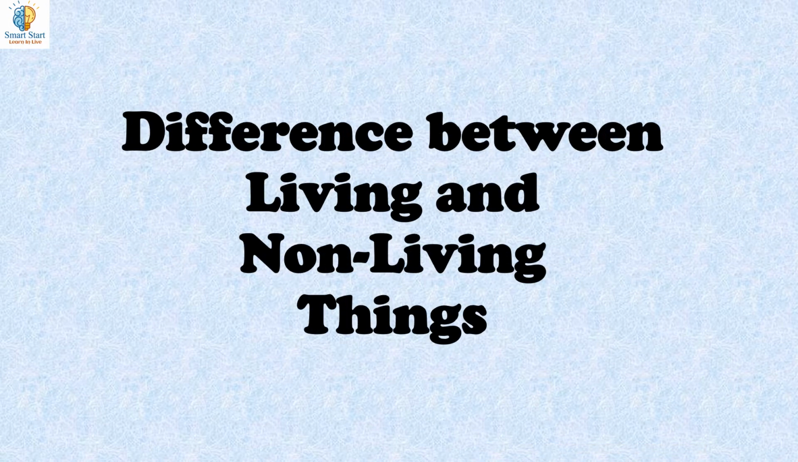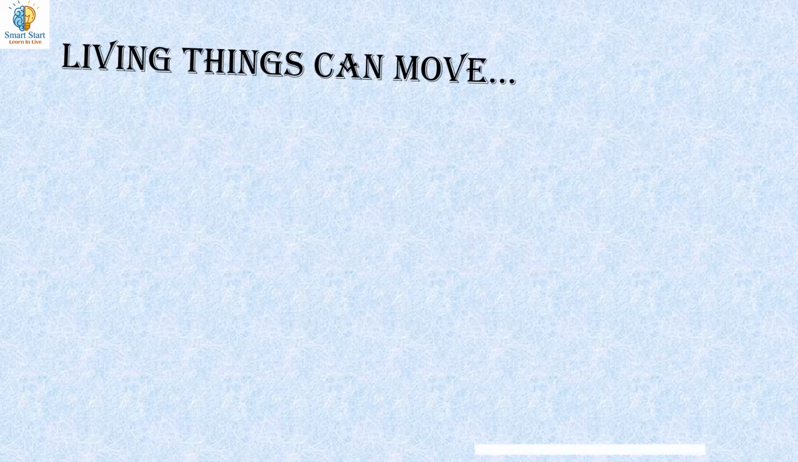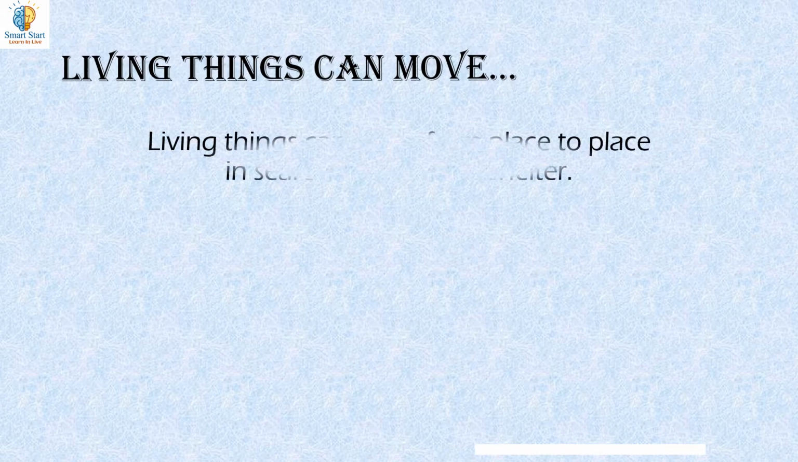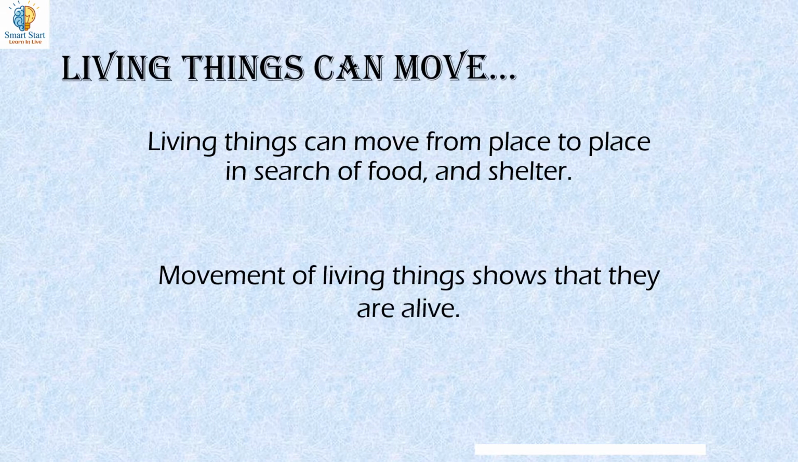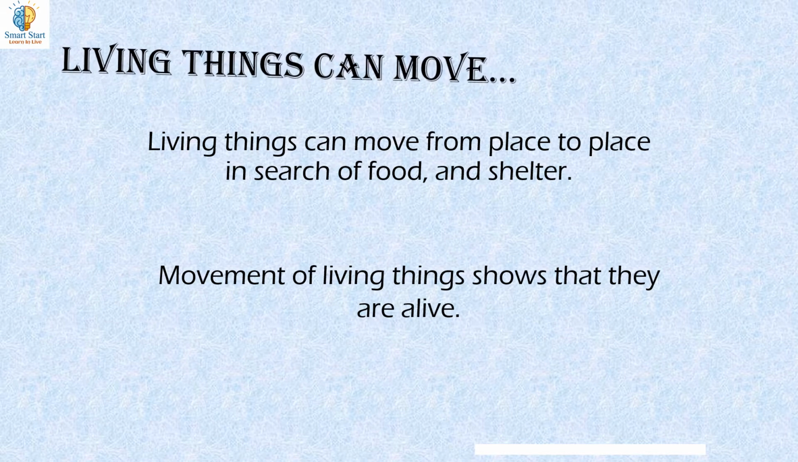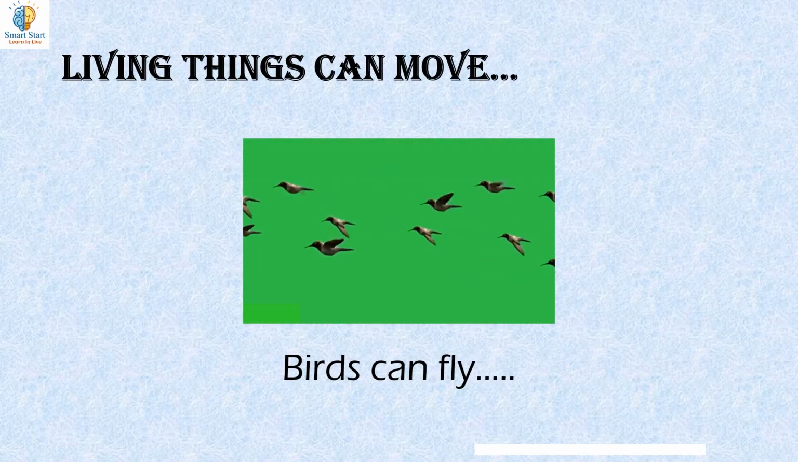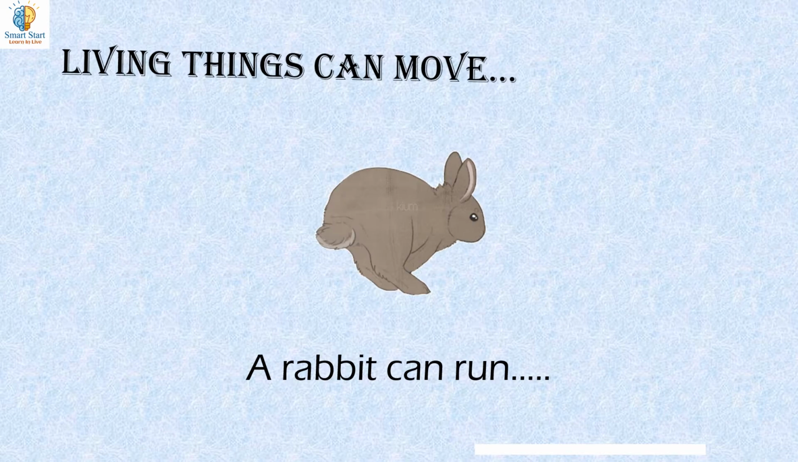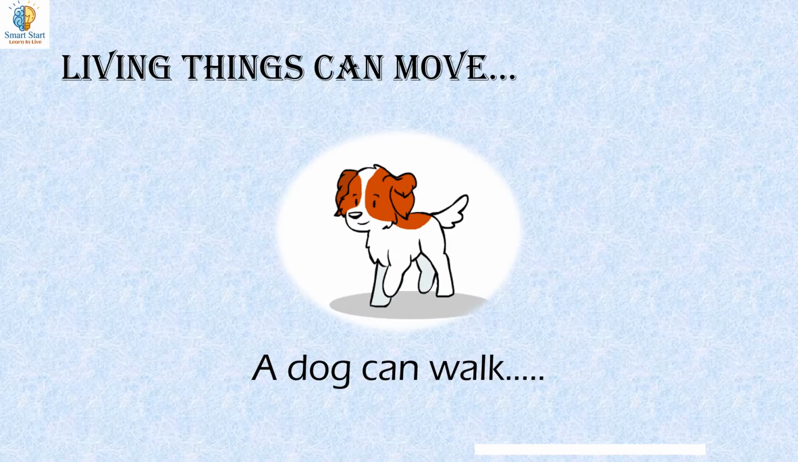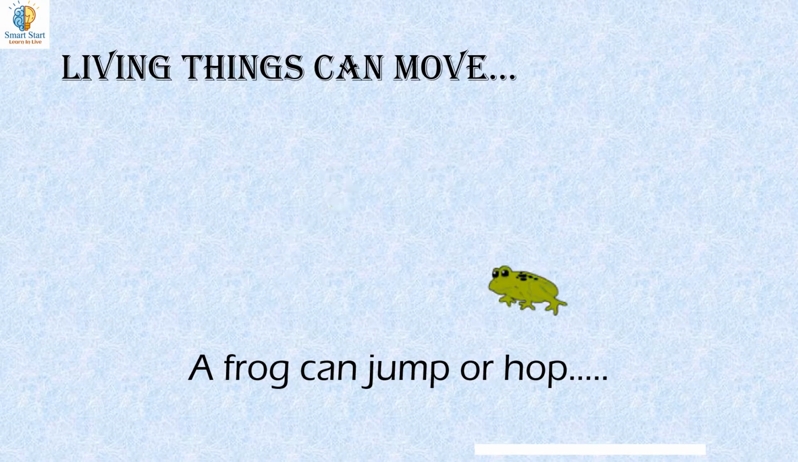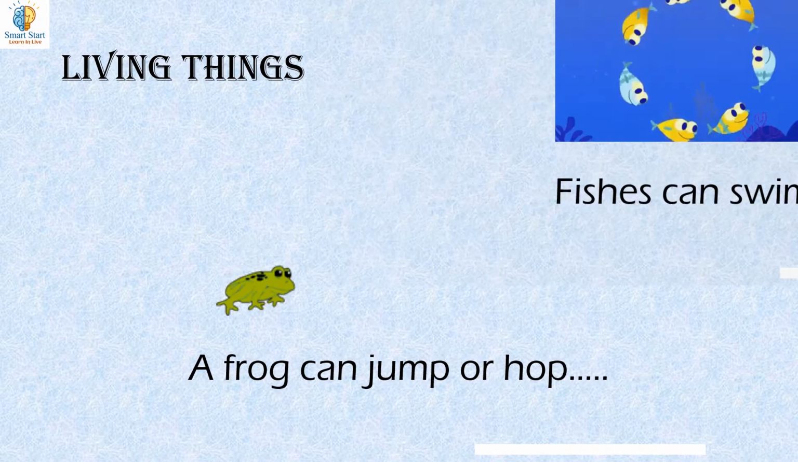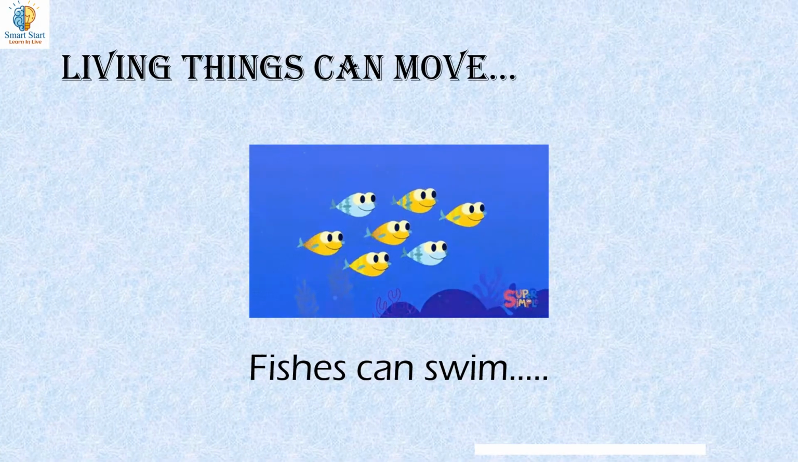Difference between living and non-living things. Living things can move. Living things can move from one place to another in search of food and shelter. Movement of living things shows that they are alive. Birds can fly. A rabbit can run. A dog can walk. A frog can jump or hop. Fishes can swim.